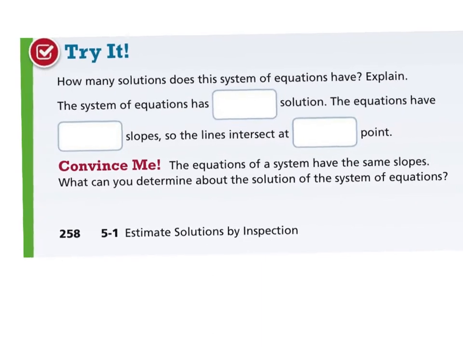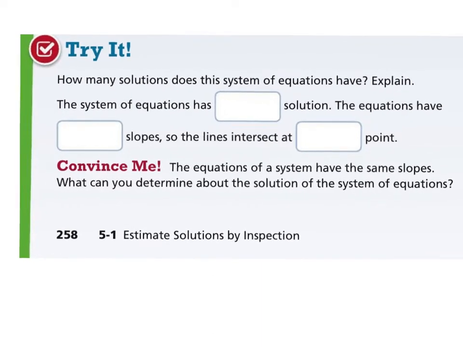So we're going to go to the second blank here. It says the equations have blank slopes. And so remember, one of the slopes was 1, one of the slopes was 2. That means they have different slopes. Different slopes, that goes back to the first case in your book with the blue lines. You can see on example 1, the blue lines is an example of that. If they have different slopes, they're going to intersect at one point.